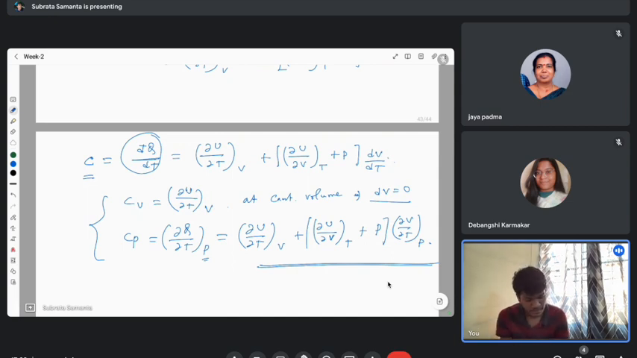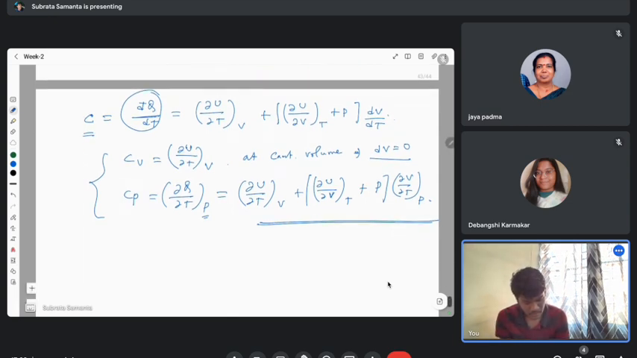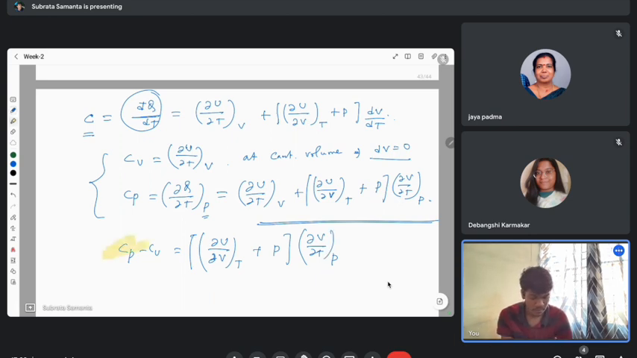Okay, so that means when you calculate this Cp minus Cv, so this is del U del V at constant temperature plus P, just subtracting this, times del V del T. So this result is very important. So the Cp minus Cv is, for a general gas, this.